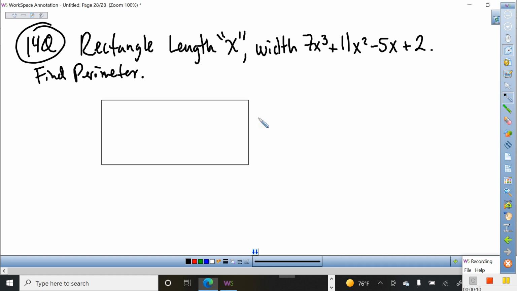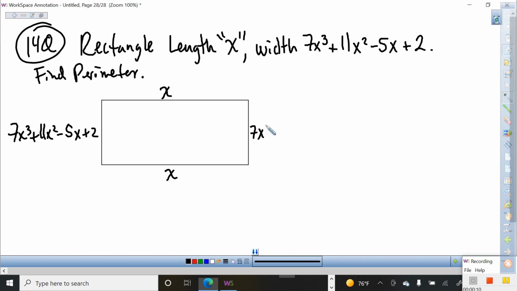Alright. What would I label this one? X, and this one, and this one, 7x cubed plus 11x squared minus 5x plus 2. That means this is also 7x cubed plus 11x squared minus 5x plus 2. So, now that we have our rectangle labeled, tell your neighbor how to find the perimeter.